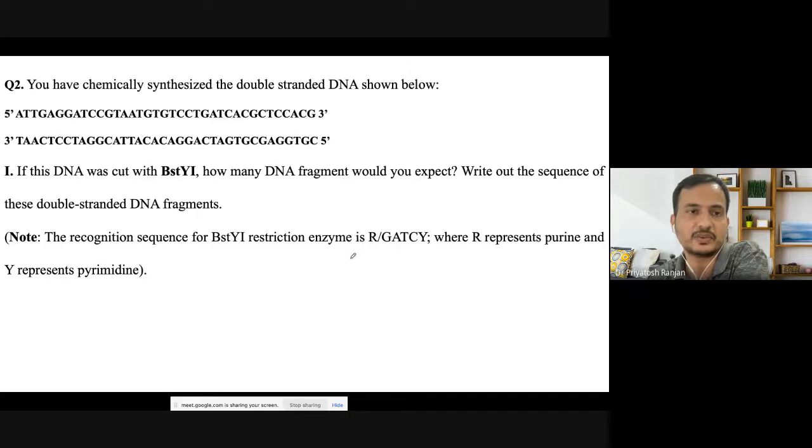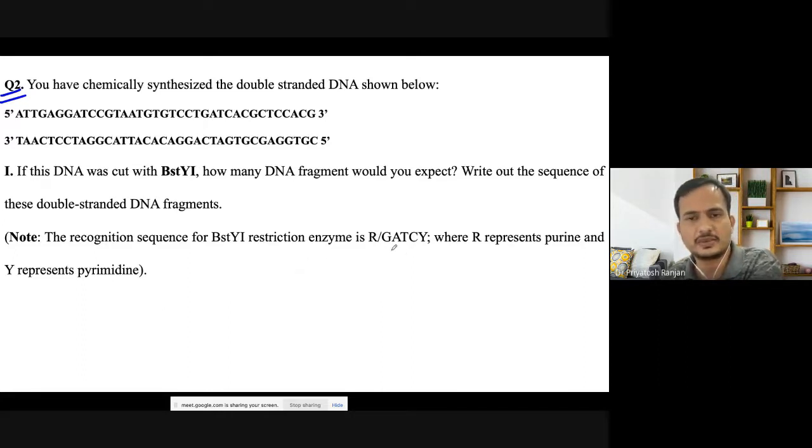Coming back to the second question. It was from the restriction digestion and the ligation part. Let's read the question very carefully. You have chemically synthesized a double-stranded DNA shown below. If this DNA was cut with BstYI, how many DNA fragments would you expect? Write out the sequence of these double-stranded DNA fragments.